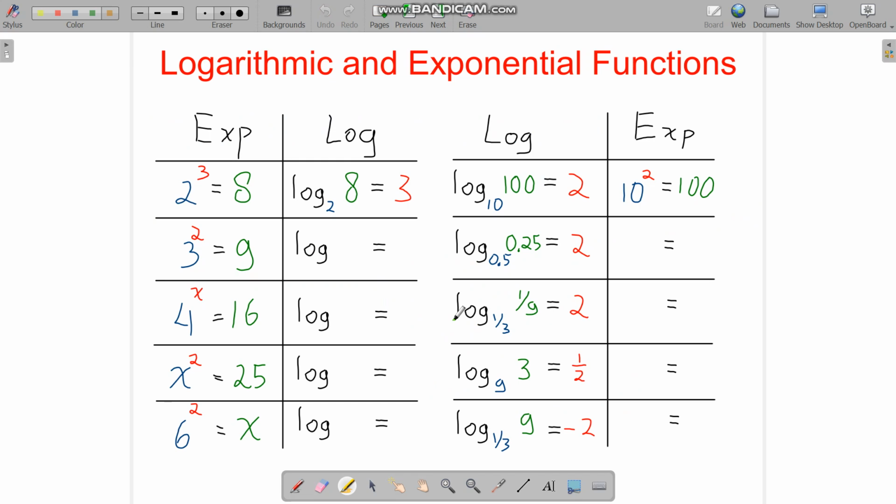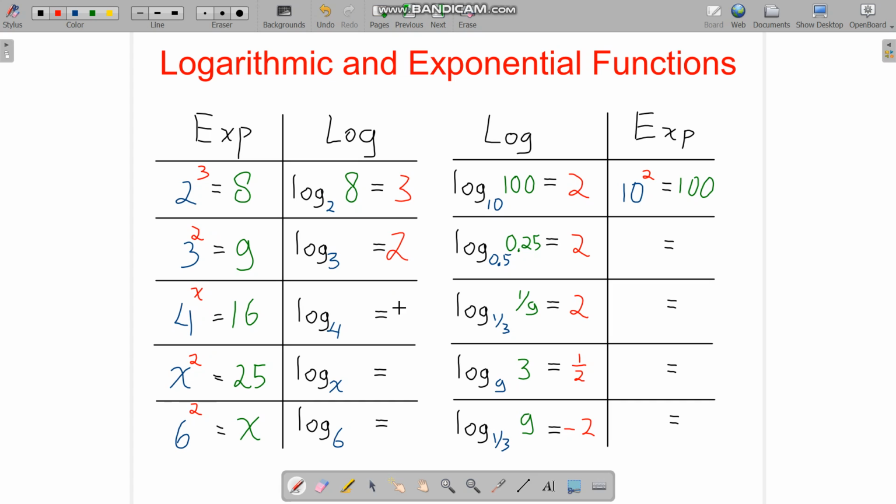Let's try to inverse the equations here. 2 to the power of 3 equals 8. The inverse is log 8 base 2 equals 3. So as you can see, the base, the blue numbers, must be the base of the logarithm. So the 3, 4, x, 6 must also be the base of the logarithm, and the exponents in the exponent equation are like the result of the logarithm.